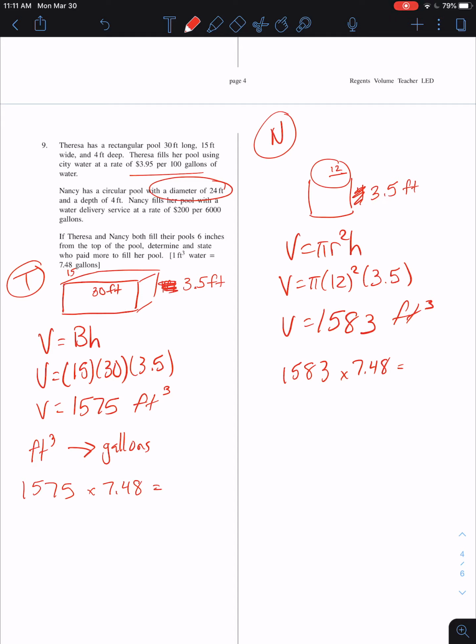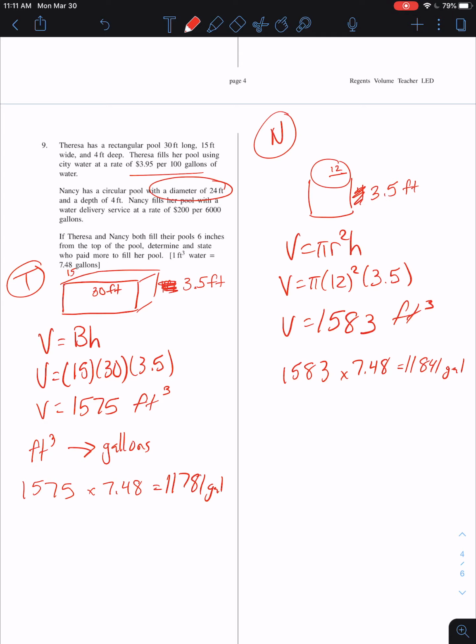And remember, it's not necessarily who has more gallons, right? It's who's getting the better deal here. So this is going to be 11,781 gallons. And we're going to have 11,841 gallons. Again, I'm rounding that there. Okay.